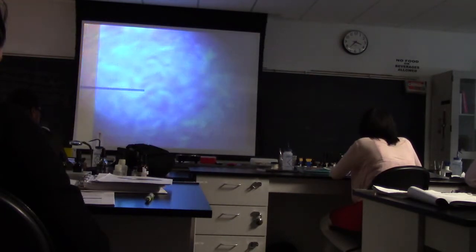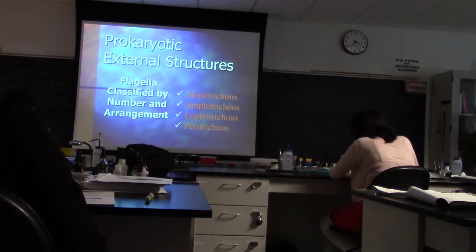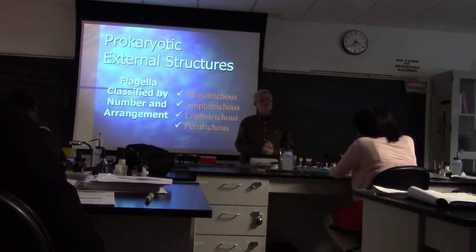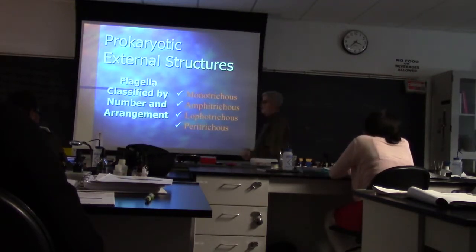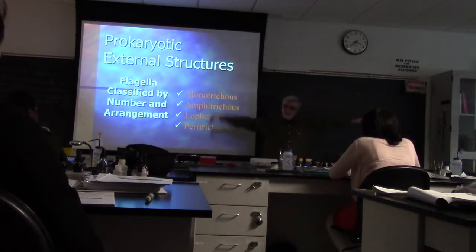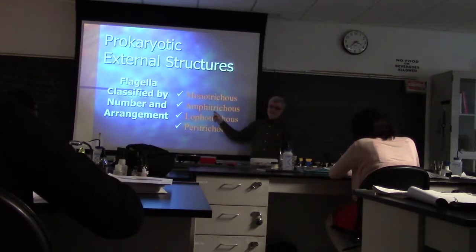All right, moving boringly onward. What are the different kinds of flagella? If you have one flagellum at one end, you're boring, and you're called monotrichous. If you're ambidextrous, one at each end, you're amphitrichous.